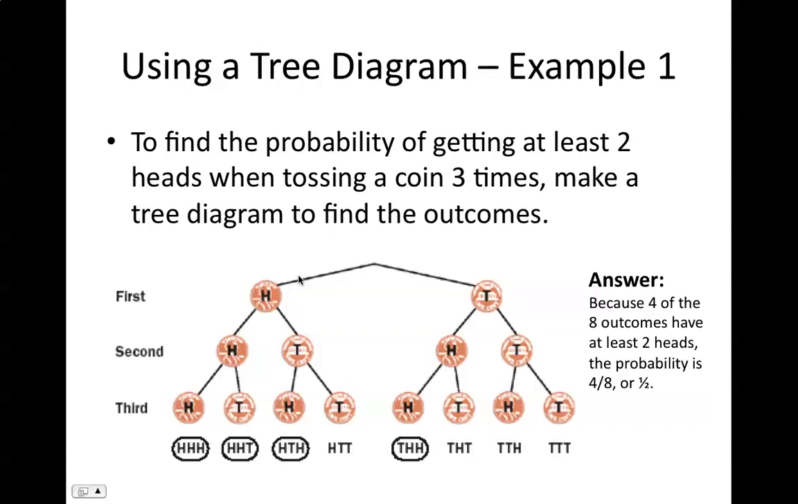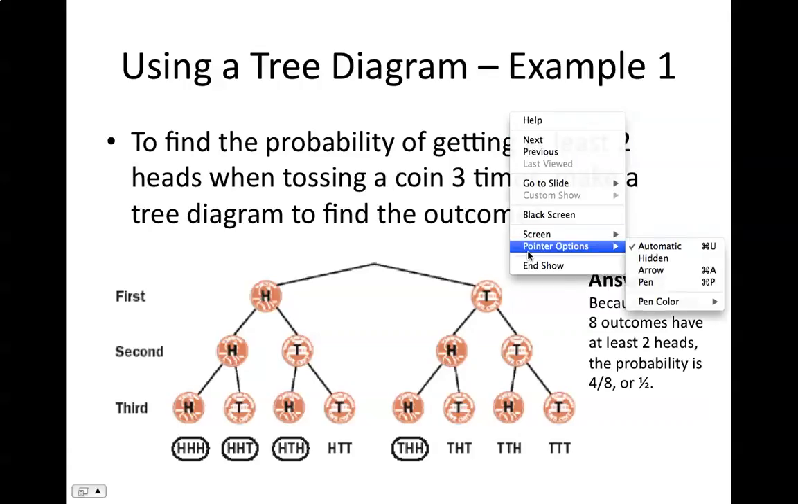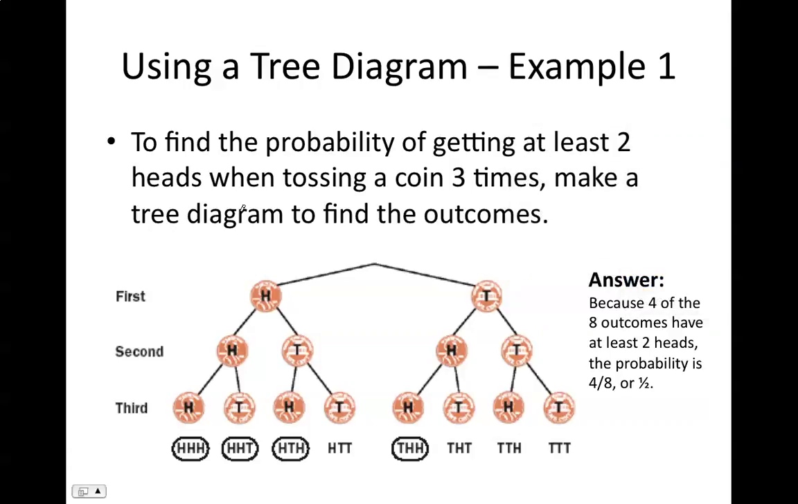Okay, now that we've had a little bit of practice making a tree diagram, now we want to see how to use a tree diagram to find probabilities. So let me get my pen going here. All right, and in this case it says to find the probability of getting at least 2 heads on tossing a coin 3 times. Make a tree diagram to find the outcomes.